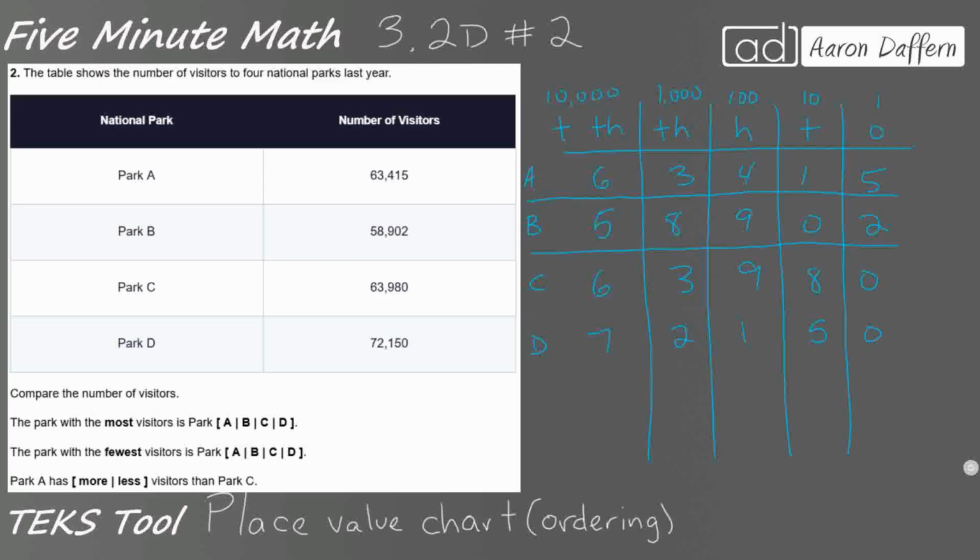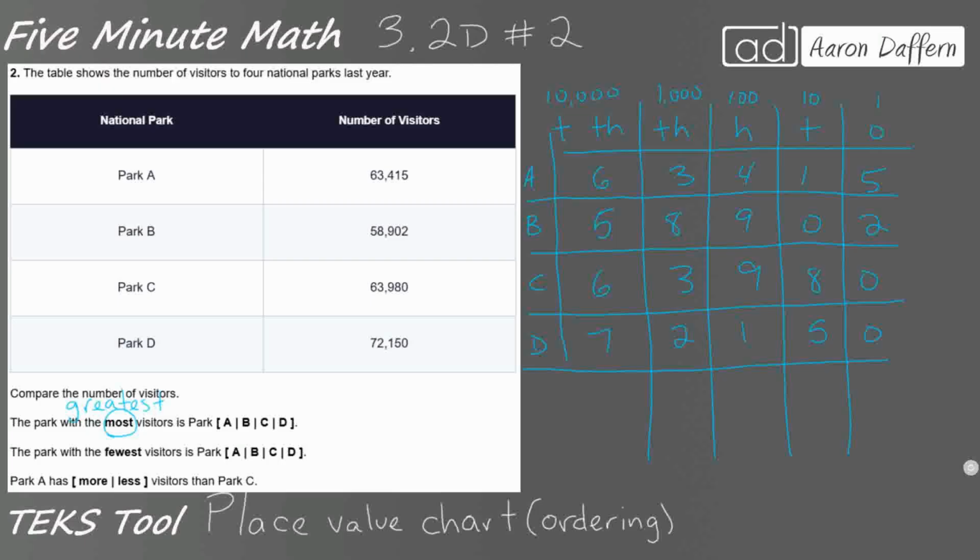All right, so now we can look at each place value separately, and that's going to help us make some decisions. So look at this first statement here. The first statement says the park with the most. When we are looking for the most, we are looking for the greatest number. When we evaluate numbers and try to find the greatest or the least or put them in order, all we need to do is look at each place value one digit at a time. We always start with the largest place value first. Since we're looking for the greatest, we're looking for the 10,000th place that has the greatest digit in it.